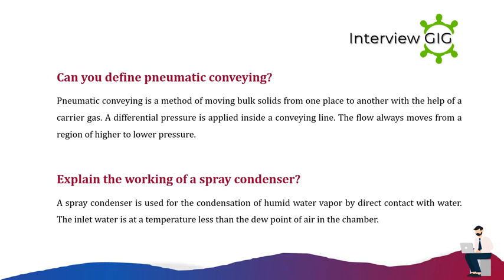Explain the working of a spray condenser. A spray condenser is used for the condensation of humid water vapor by direct contact with water. The inlet water is at a temperature less than the dew point of air in the chamber.